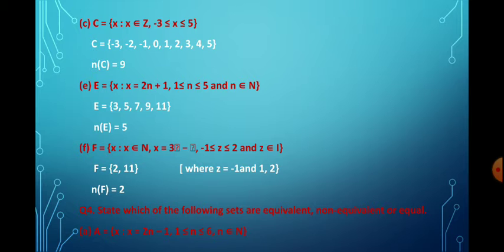So if we are putting minus 1 square, so minus 1 square is 1. So 3 ones are 3, minus 1 is 2. If we put 0 over here, so 3 zeros are 0, minus 1 is minus 1, and it is mentioned that x should be a natural number, so we are not going to consider minus 1 over here.